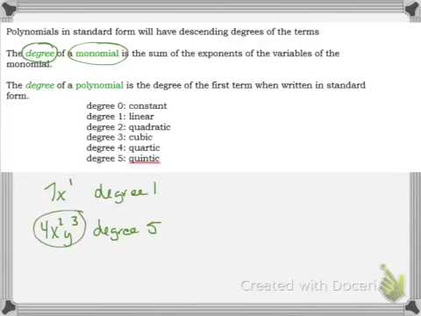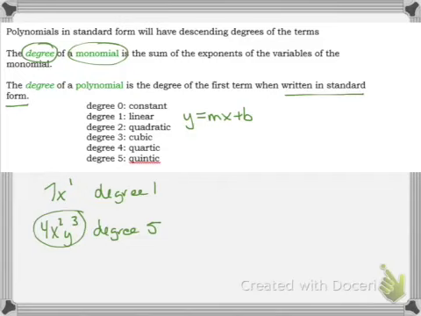So the degree of the polynomial will be determined by the degree of the first term when written in standard form. Again, we're going to start with our highest degree and work our way on down. Now we have names for different polynomials based upon what the degree is. If my degree is 0, meaning no variables are there, that is called a constant. If my degree is 1, that means that it is a linear polynomial. Those are things like y equals mx plus b.